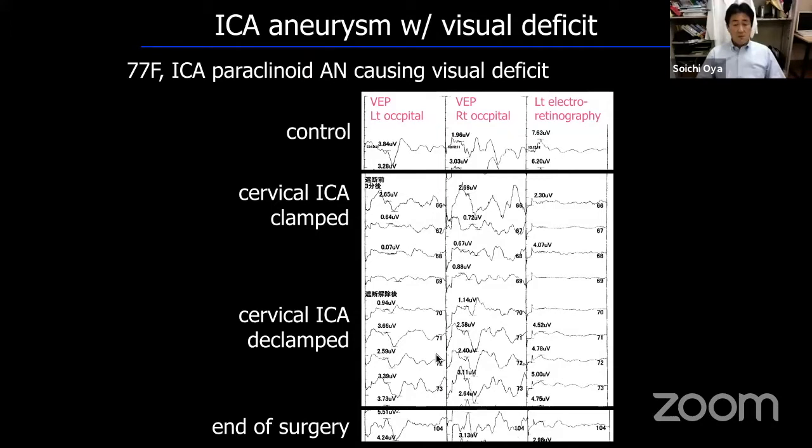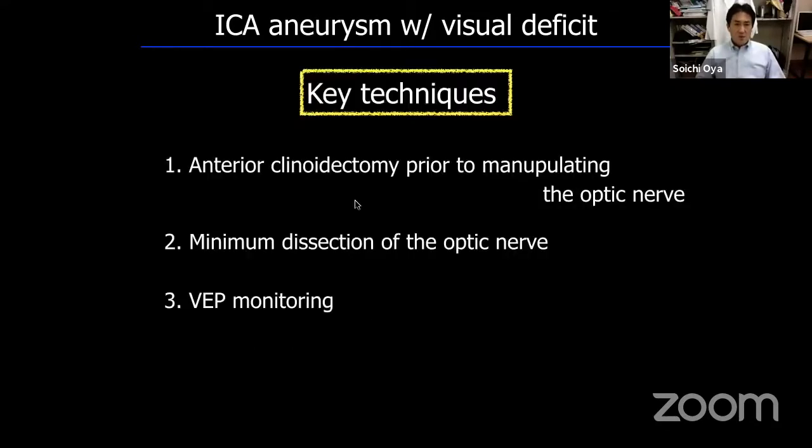So we were using this evaluation repetitively while dissecting, and we were sure that we were on the right track in dealing with the optic nerve. So I think this reassurance is good for the surgeon's mental health, right? So our key techniques for ICA aneurysms causing visual deficits, I think, are anterior clinoidectomy prior to manipulating the optic nerve to reduce additional damage, and minimal dissection of the optic nerve. And also, if possible, in some cases, visual evoked potential monitoring is helpful.